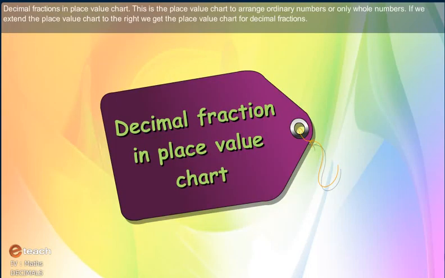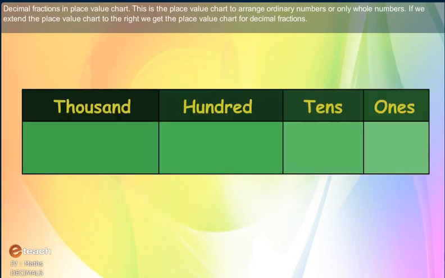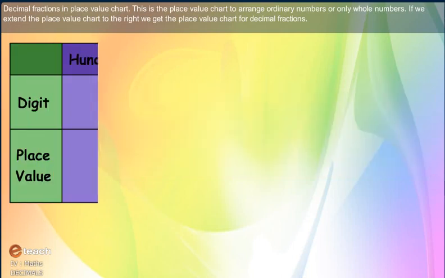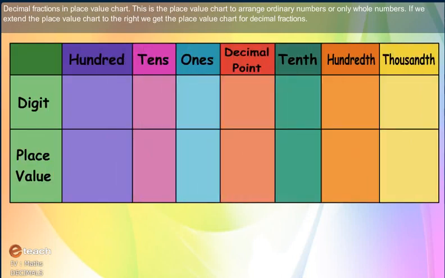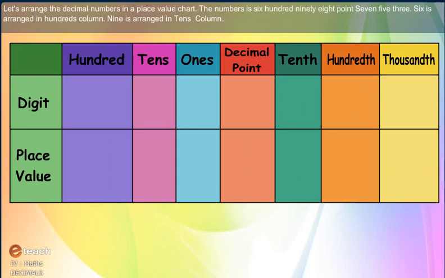Decimal fraction in place value chart. This is the place value chart to arrange ordinary numbers or only whole numbers. If we extend the place value chart to the right, we get the place value chart for decimal fractions. Let's arrange the decimal number in the place value chart. The number is 698.753.